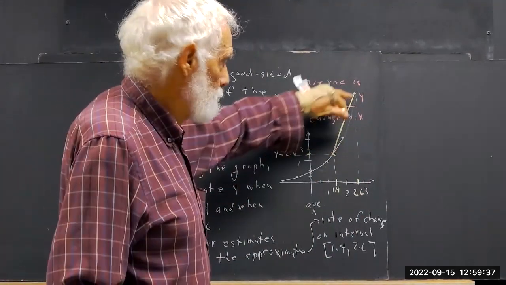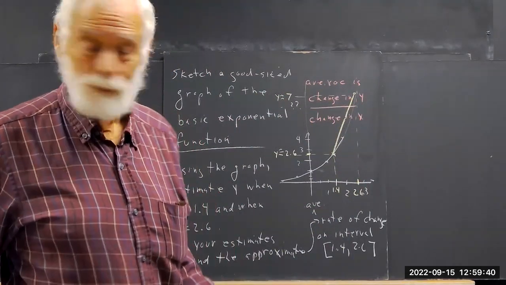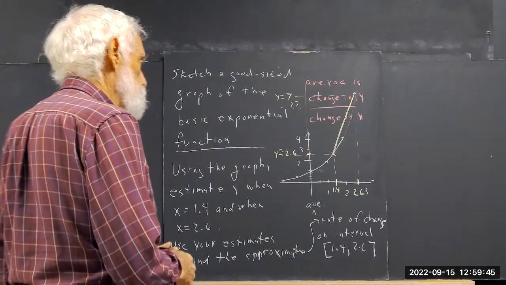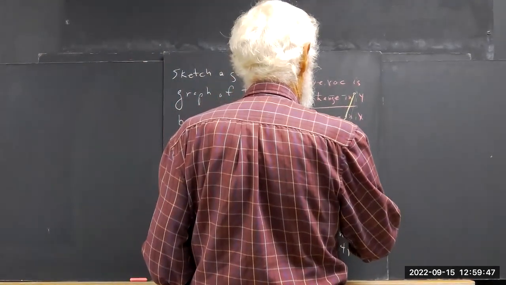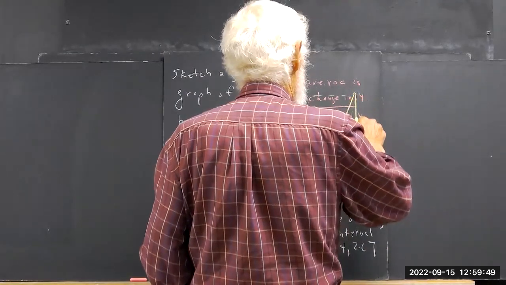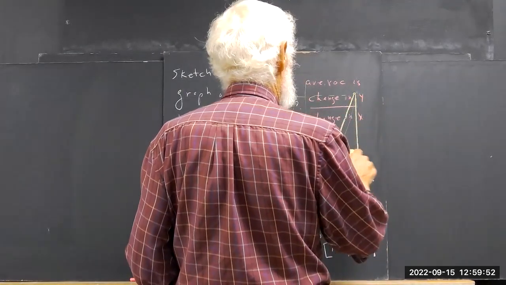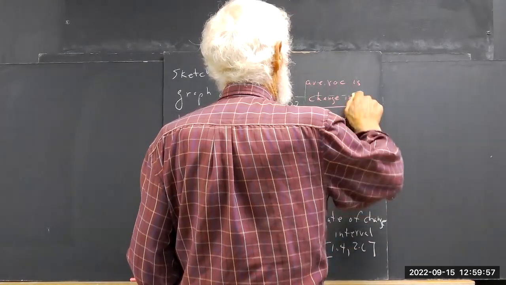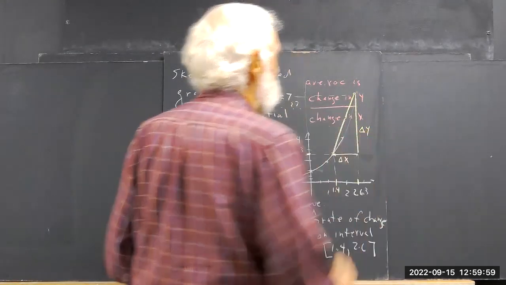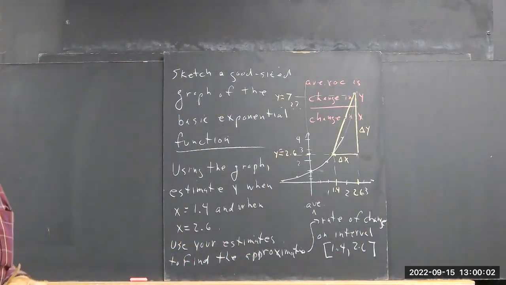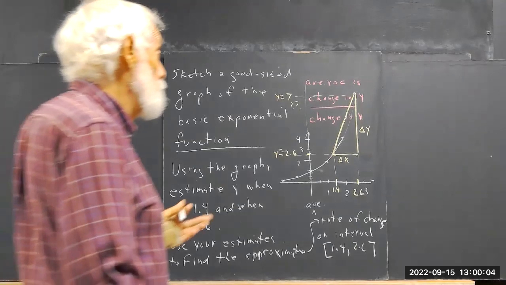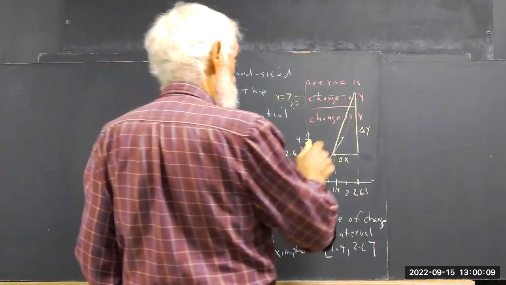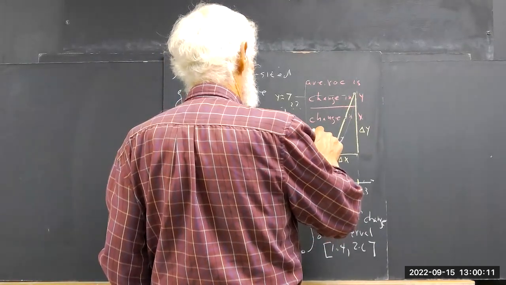I'm drawing a line segment from here to here, just to indicate where the estimate starts and where it stops. And again, I'm drawing it so I can draw a triangle here. From here to here is the change in x. From here to here is the change in y. Then I can write the coordinates of the points. That's always a good thing to do. Most of you did that, and I'm glad you did.